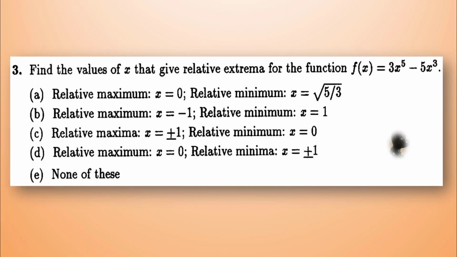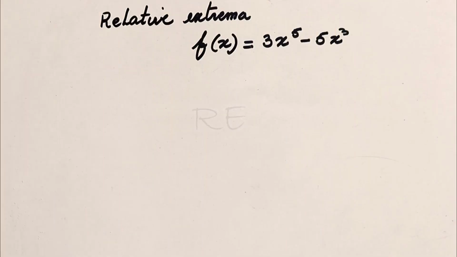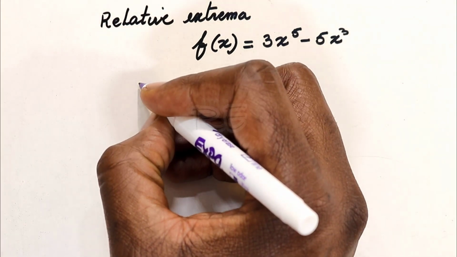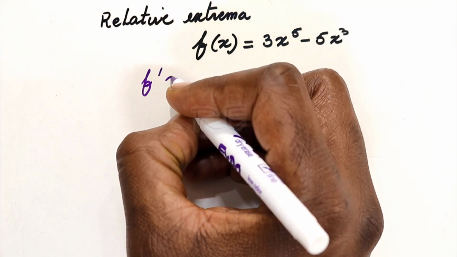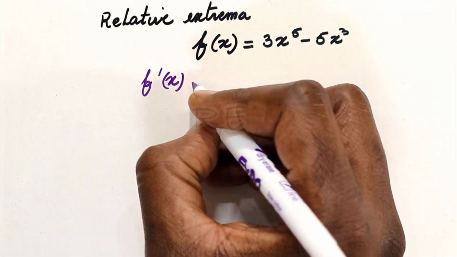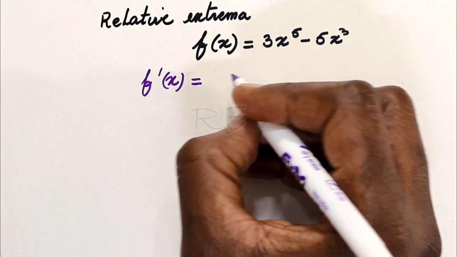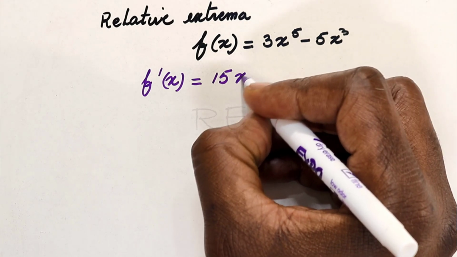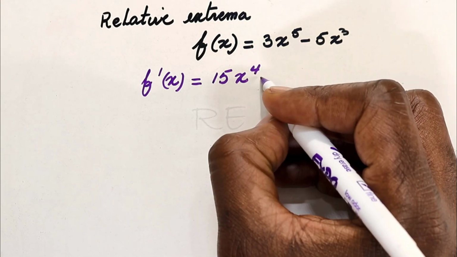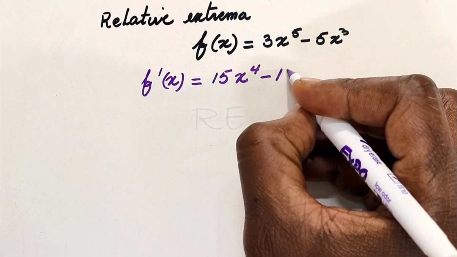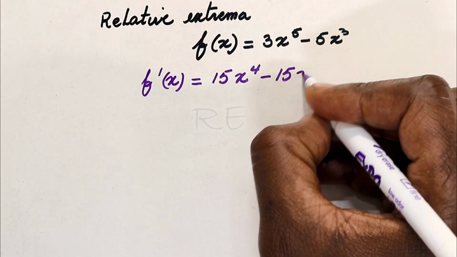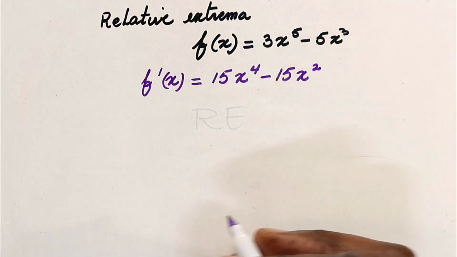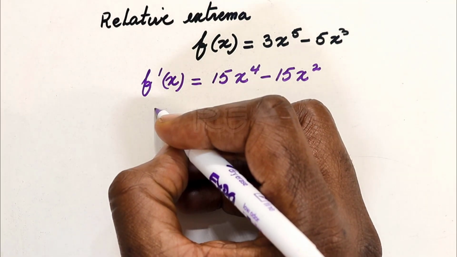Question number 3, we're going to look for the relative extrema of f of x equal to 3x to the 5th minus 5x cubed. Let's find the derivative f prime of x, which is 5 times 3, 15, x to the 4th, 5 minus 1, minus 3 times 5, 15, x to the 2nd, 3 minus 1.